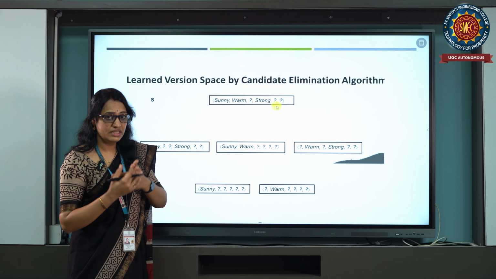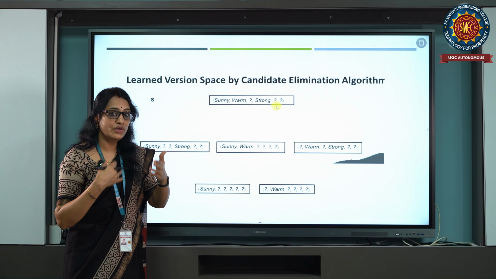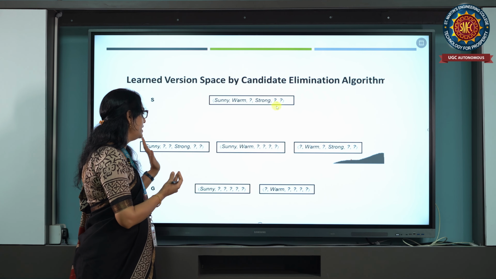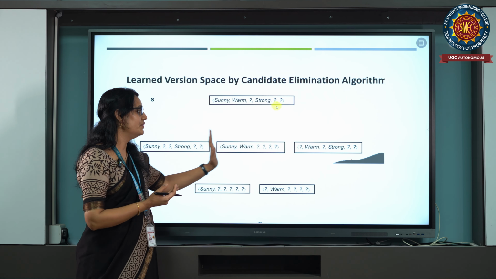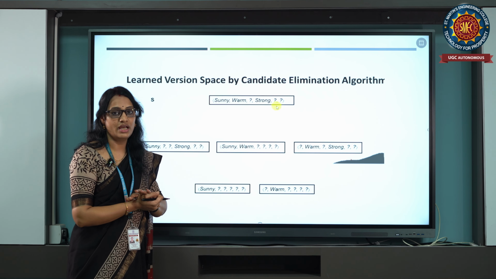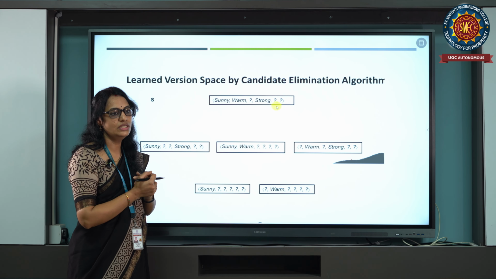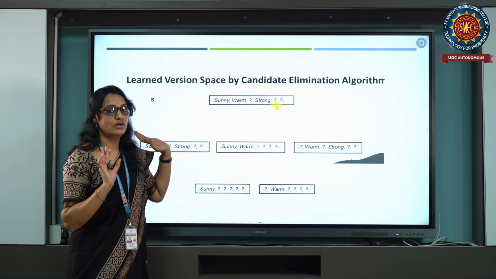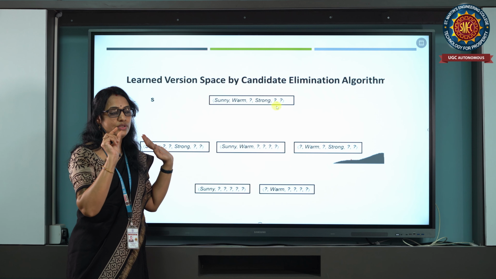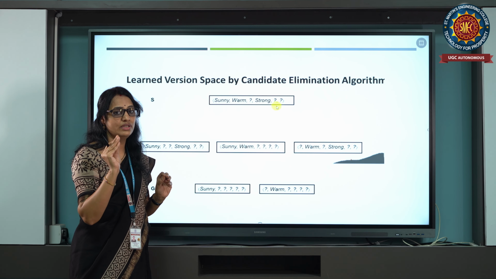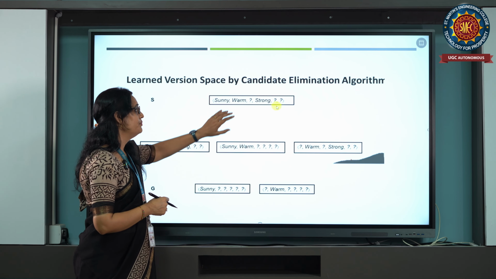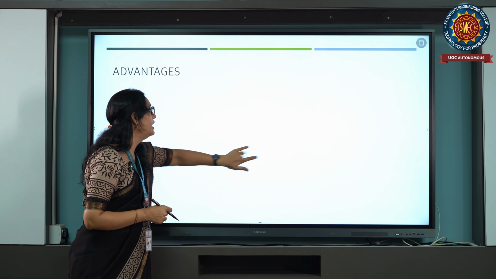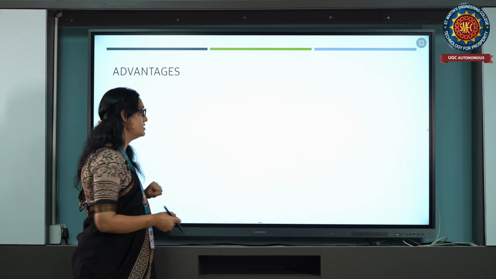If you want to make a more accurate output, then again you can apply the positive examples, where we are going to get these three values. This is very important. The candidate elimination algorithm we are using for concept learning. Concept learning means we are going to learn a little about the universe. Okay. Now let us see the advantages of concept learning also.